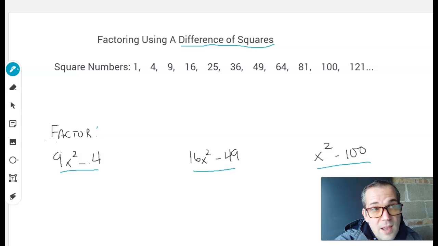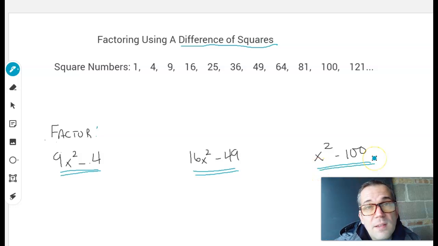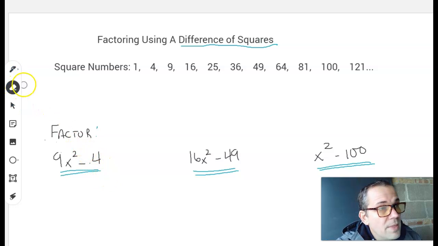We'll discuss that together. But what do these 3 problems all have in common that make them different from anything we've seen so far? There's one thing that's pretty glaringly different from them that they all have in common. Do you see how they're different from stuff we've done so far? None of them have an x term. They all have an x squared term. They all have a constant, but none of them have an x term. That's a big tell that we'll be doing difference of squares.